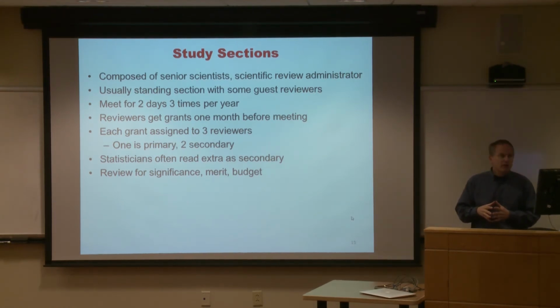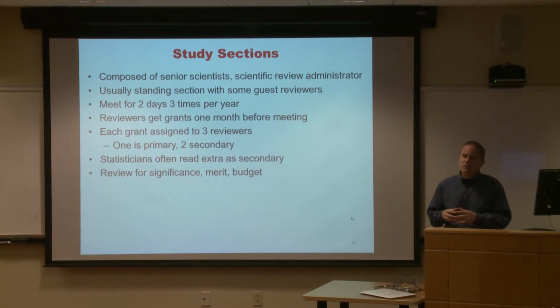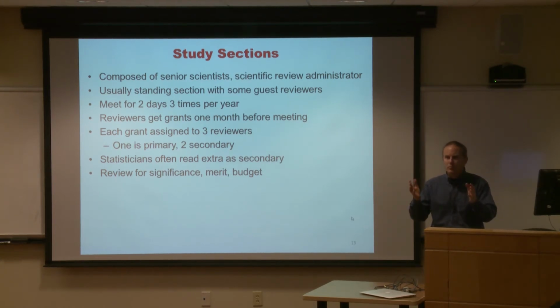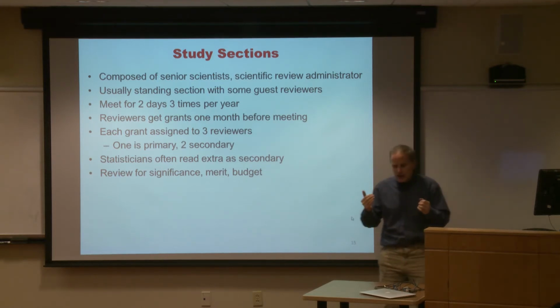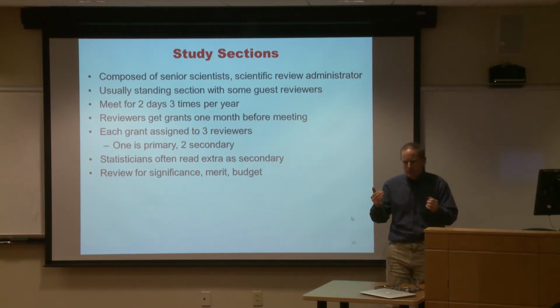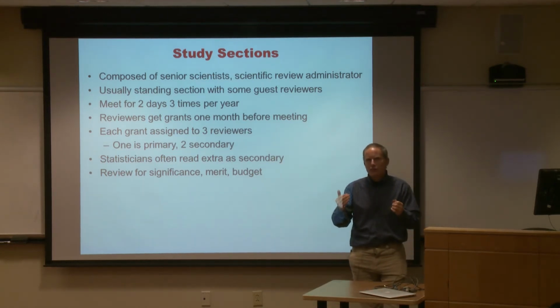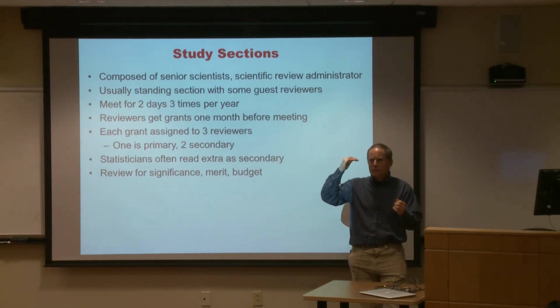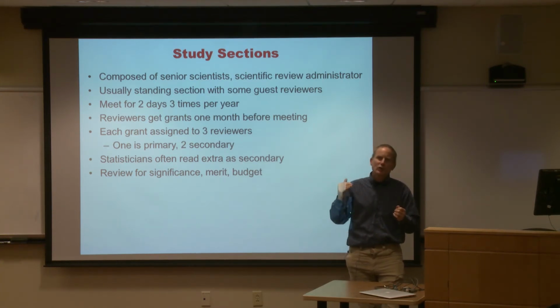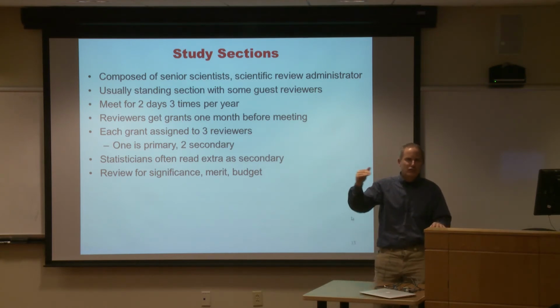Usually the reviewers get the grants about a month before the meeting, and each grant is assigned to 3 reviewers, one of whom is the primary, two are the secondary, and then each of those three people writes a discussion of the grant. Nowadays the grant discussions are very tightly organized, so there's certain sections you have to respond to. They give you very specific prompts, like under the investigator section, is the investigator qualified for the work? Is the mentor of the investigator qualified for the work? Do they have the right supplies? Do they have the right environment? Do they have the right training? All these kinds of things.